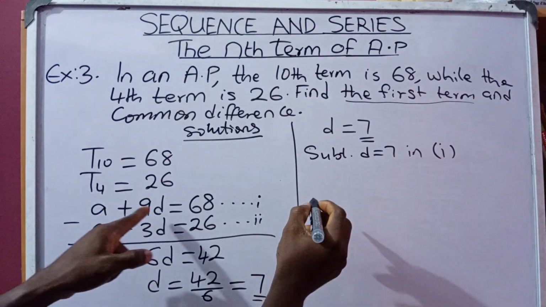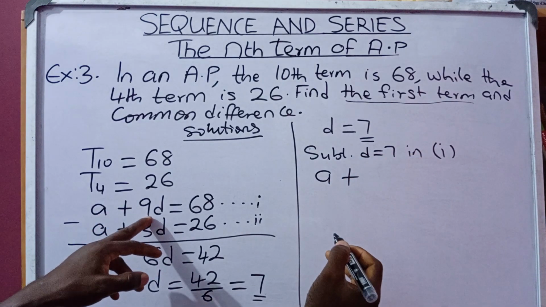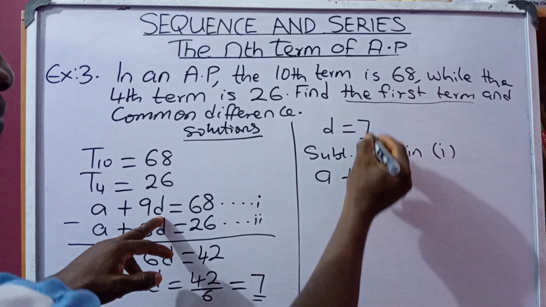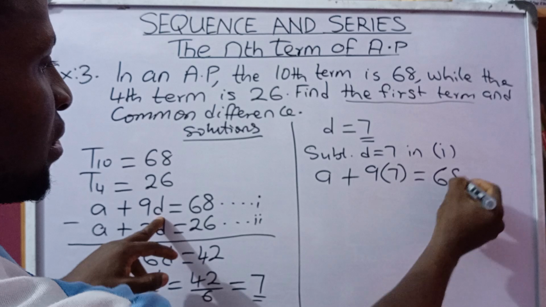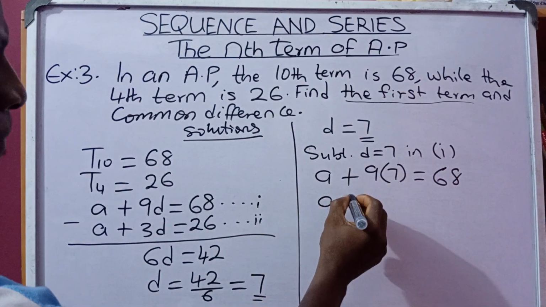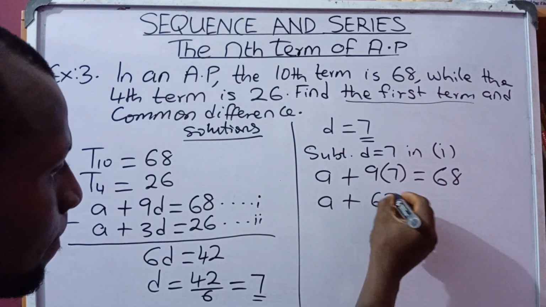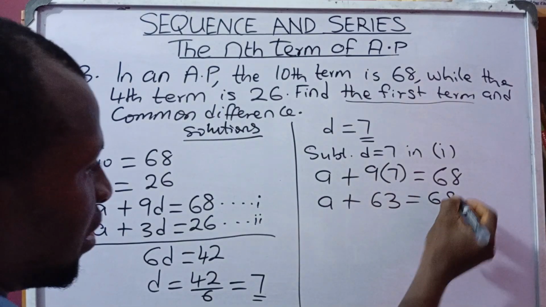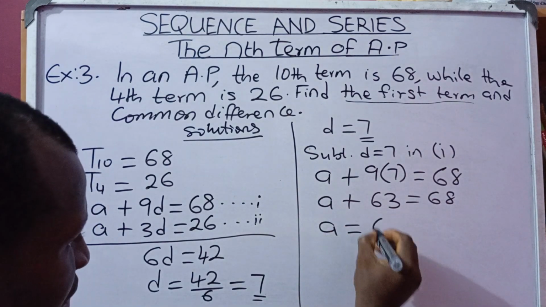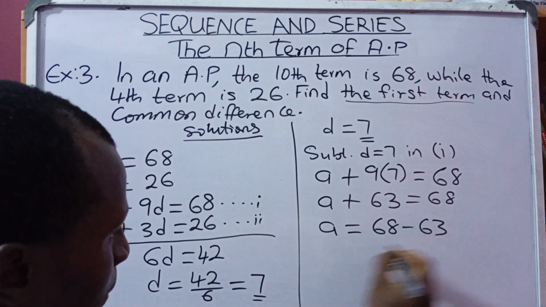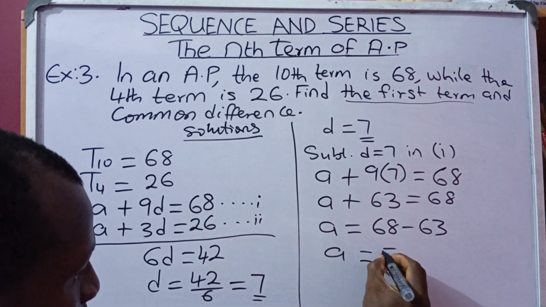Equation 1 says A plus 9D equal to 68. Wherever we find D, we put 7. In place of D, what do I put? That will be 7. So, A plus 9 times 7 equal to 68. 9 multiplied by 7 will give us 63, so A plus 63 equal to 68. We collect like terms. That becomes A is equal to 68 minus 63. A will be equal to 68 minus 63, which gives us 5.